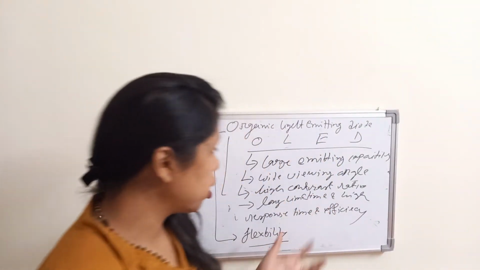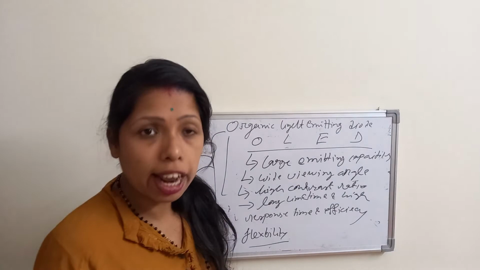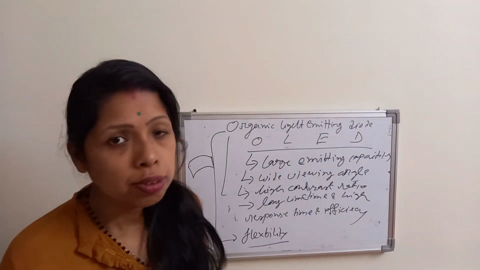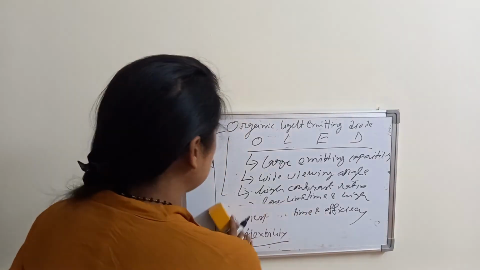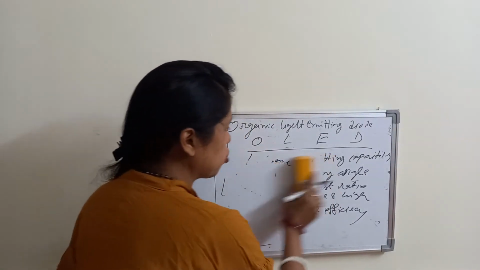So these are the main features of the organic light emitting diode. There are lots of features, so I have just focused on the main features, right? So how can you design the organic light emitting diode?